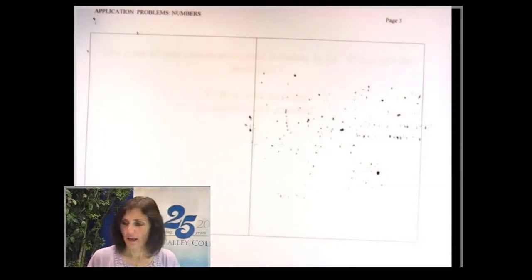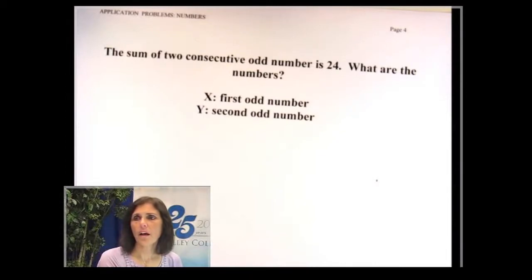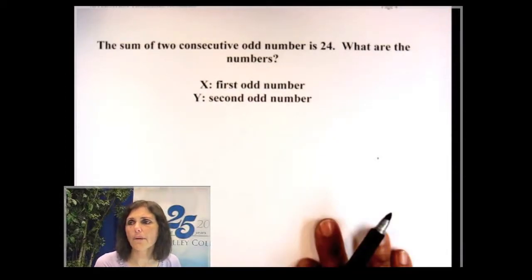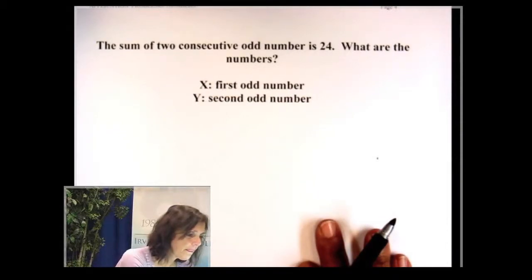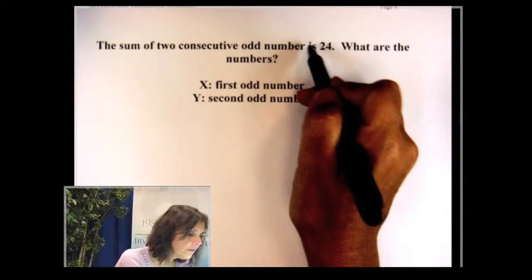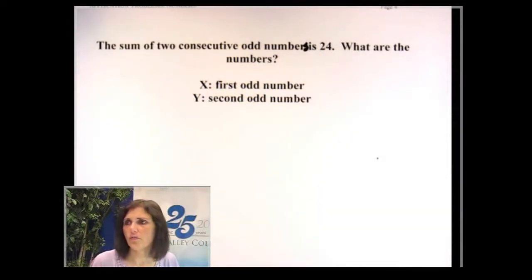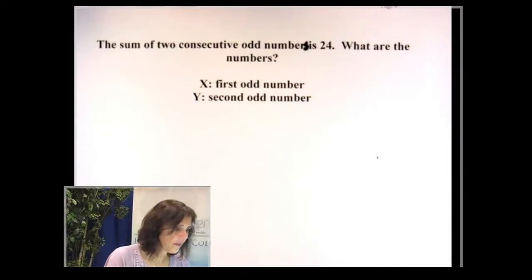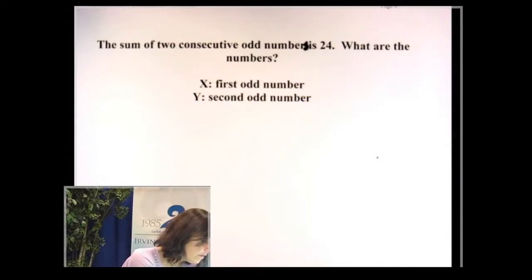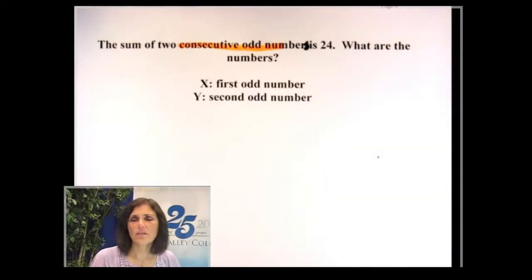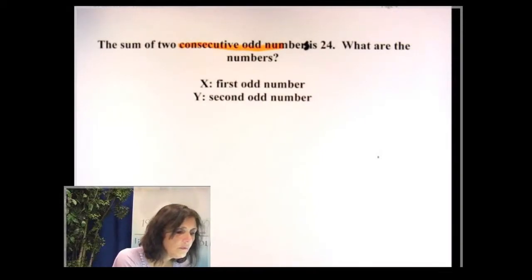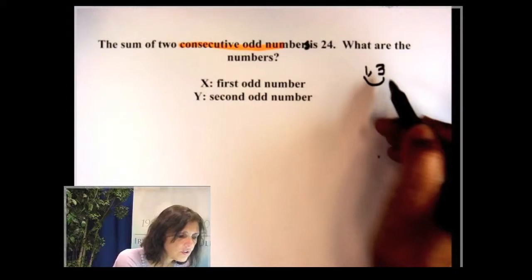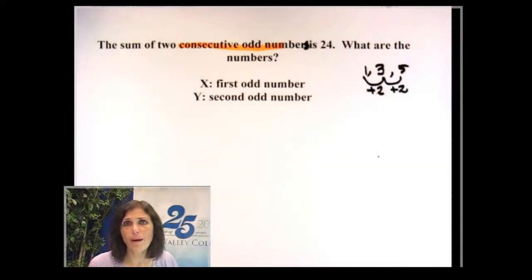Okay. Now let's look at another number problem. The sum of two consecutive odd numbers is 24. What are the numbers? Now, it doesn't say first is more than second, but it says consecutive odd. What does that mean? Consecutive means one after another, and they're odd. So how does it work? Let's say 1, 3. 1 to 3 is 2. 3 to 5, it's 2. So the consecutive odd numbers are off by 2.